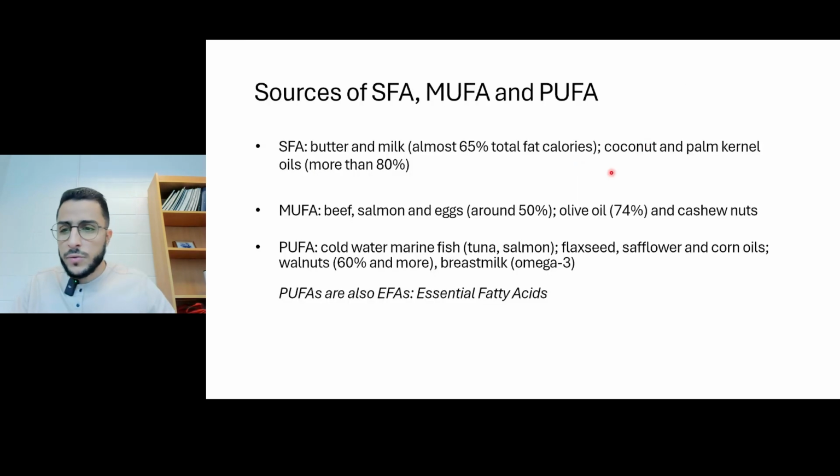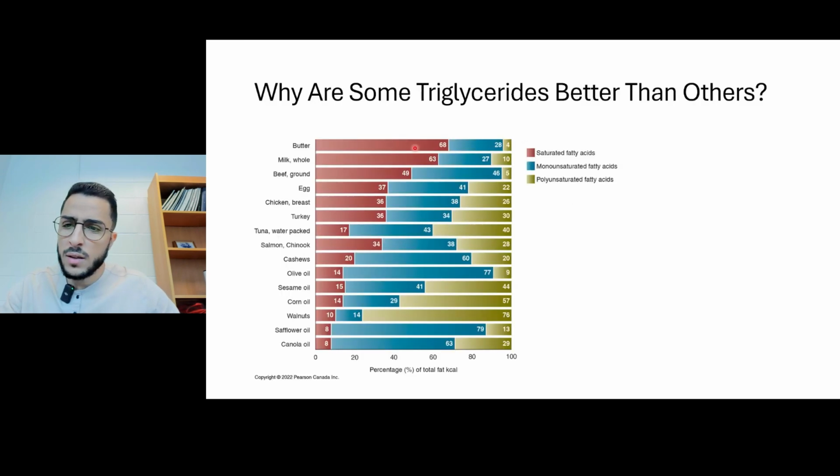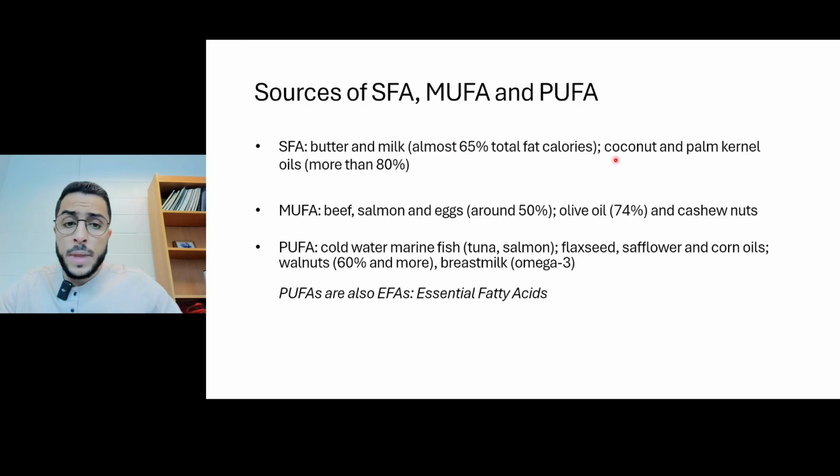So just a few examples of foods that are rich in saturated, monounsaturated, and polyunsaturated fatty acids. Let's start with saturated fatty acids. Butter and milk, about 65% of the total fat that is found in them is saturated. That means the rest is either mono or polyunsaturated. So it's quite close, right, as I just mentioned.